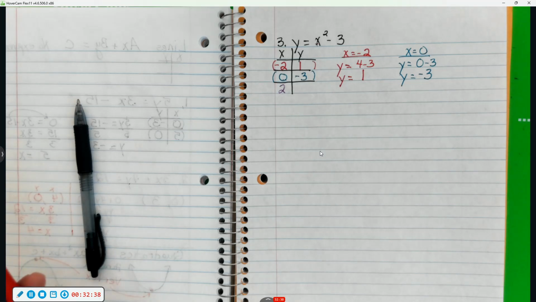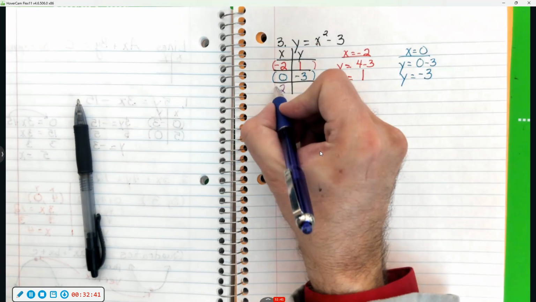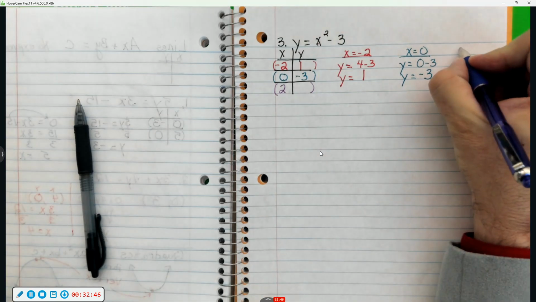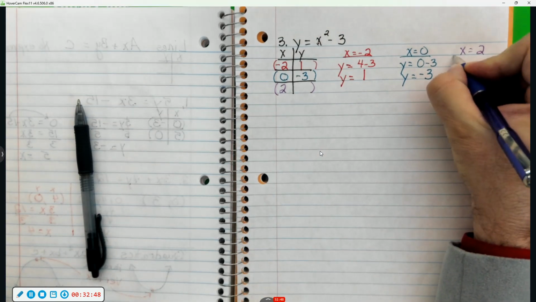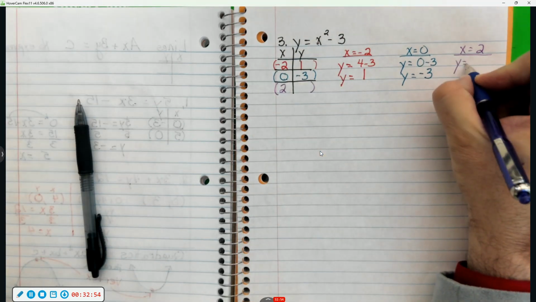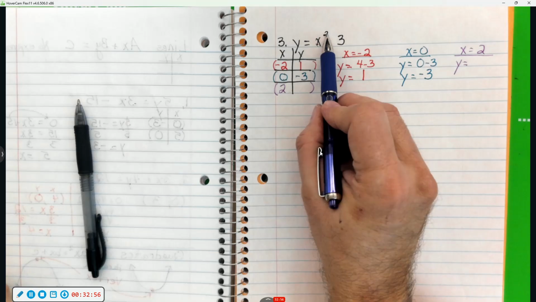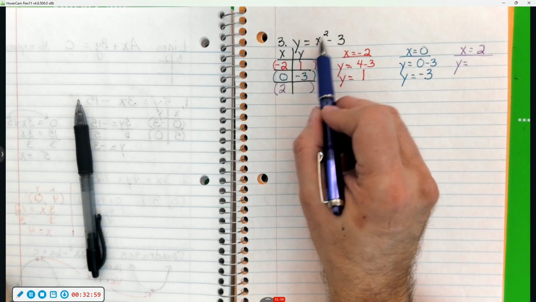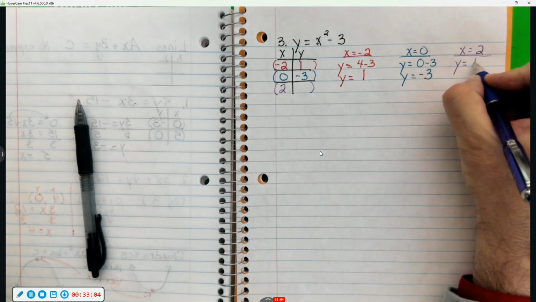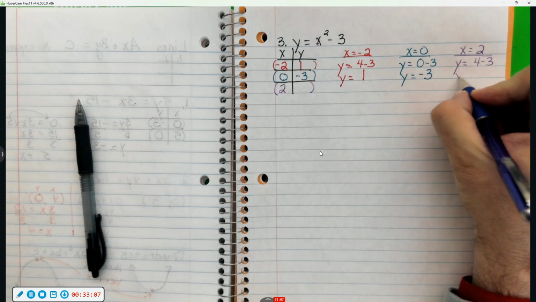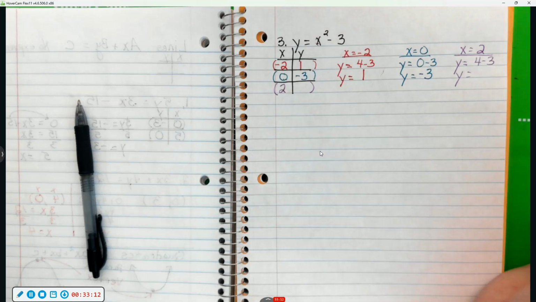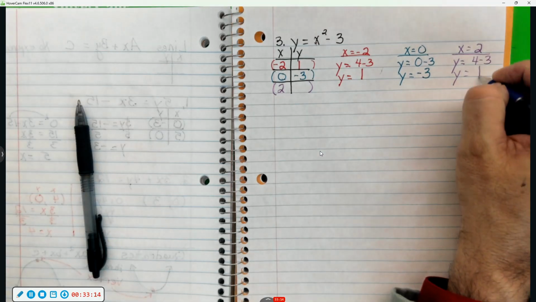And finally, the purple point. Here we plug a 2 in for x. So we still have y equals 2 squared. 2 squared is still 4, just like negative 2 squared was 4. So we have a 4 minus 3. It looks very much like this first one right here. And so what are we going to? Y equals 1.